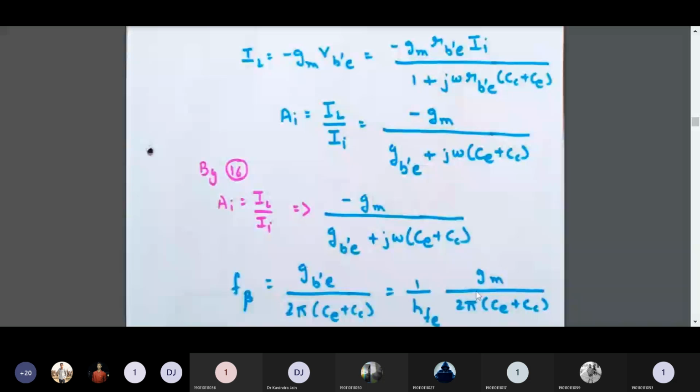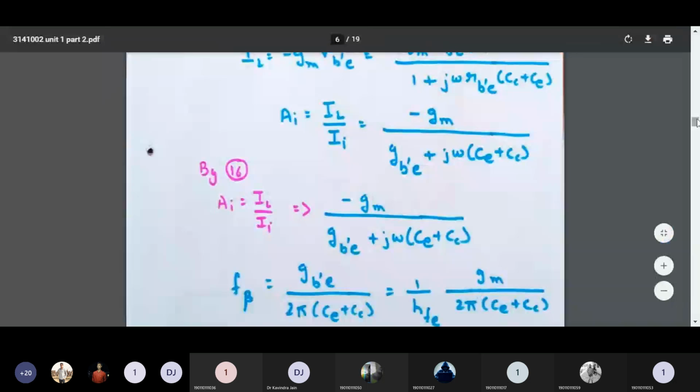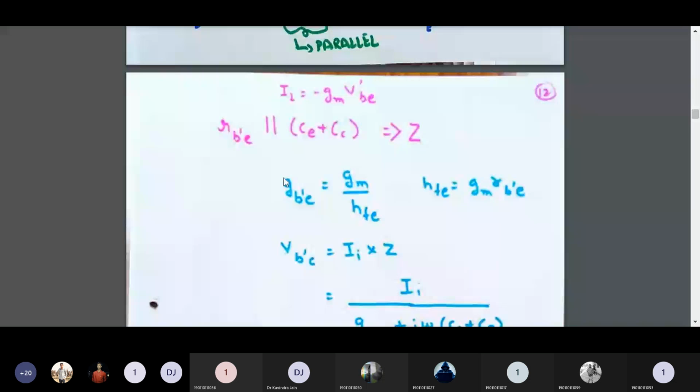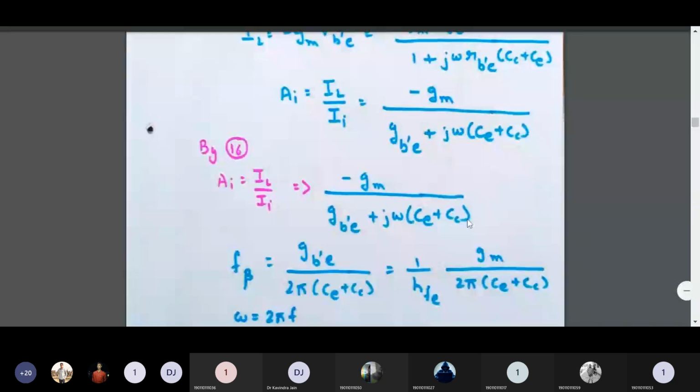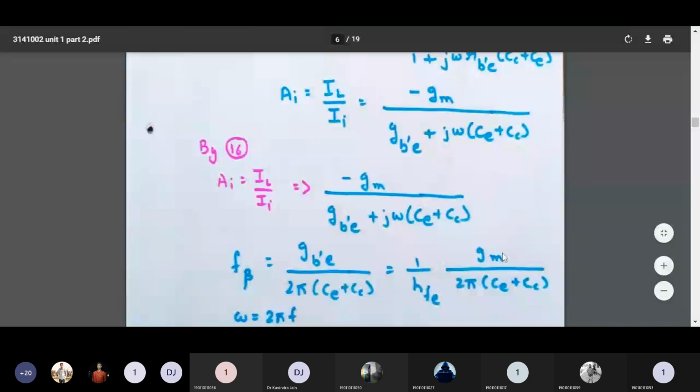Where did this formula come from? This formula has come from this particular equation, that is gb'e is equal to gm upon hfe. So we are replacing this thing over here in this particular format. gb'e is 1 upon hfe and gm, because it is nothing but 1 upon re, and the rest of the things can be resolved. I hope you are understanding it, guys. Please let me know in case of any doubts or any queries.